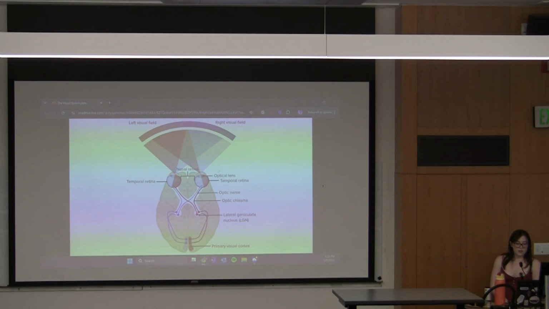Then it meets the lateral geniculate nucleus, or the LGN, which is a relay center in the thalamus. This sorts and sends visual information to the correct part of the brain. Then we finally reach the primary visual cortex in the occipital lobe. This is the final stop for visual processing, where the brain turns electrical signals into what we see. And again, this means that your left visual field is processed on the right side of your cortex.